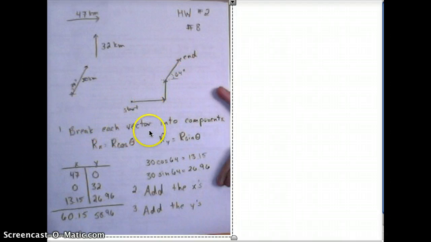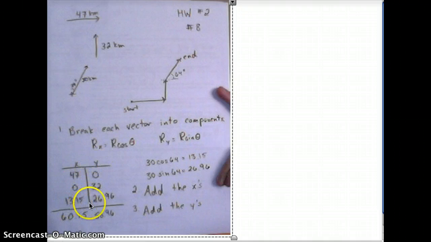So I break each vector into components using cosine and sine, which I explained in the last problem. Although when you have a vector on an axis, you don't really need to break it into components. If this is 0 degrees, 47 times the cosine of 0 is 47, and 47 times the sine of 0 is 0. Likewise, if I take 32 times the cosine of 90, I'll get 0, and if I take 32 times the sine of 90, I'll get 32. I don't really need to use trig to break these into components. I can really just use common sense.